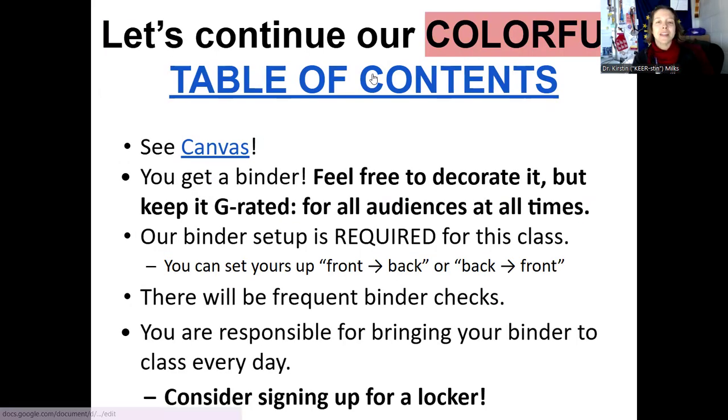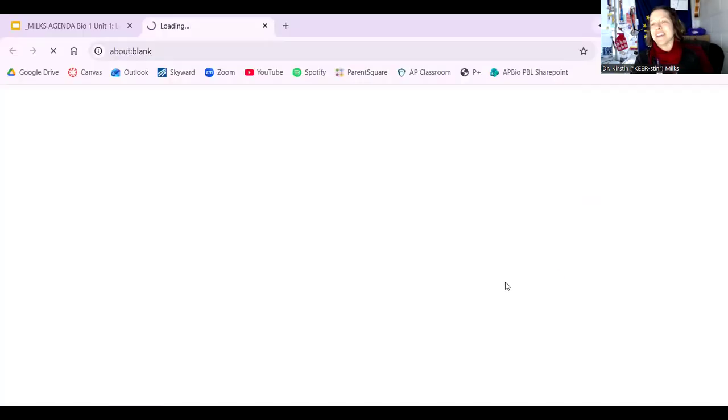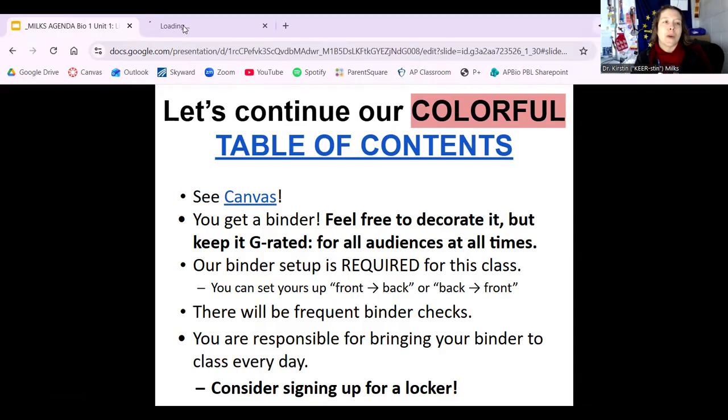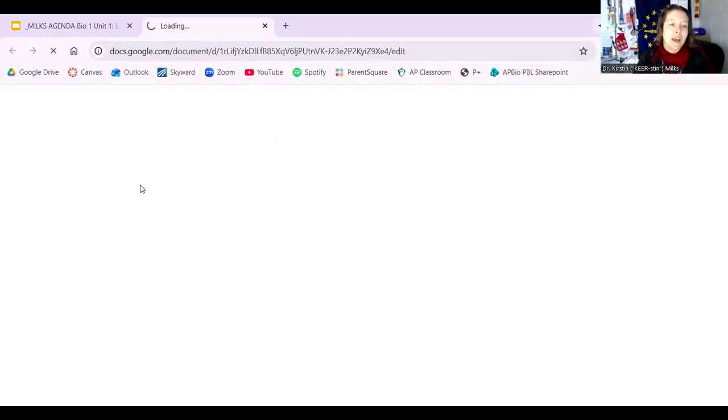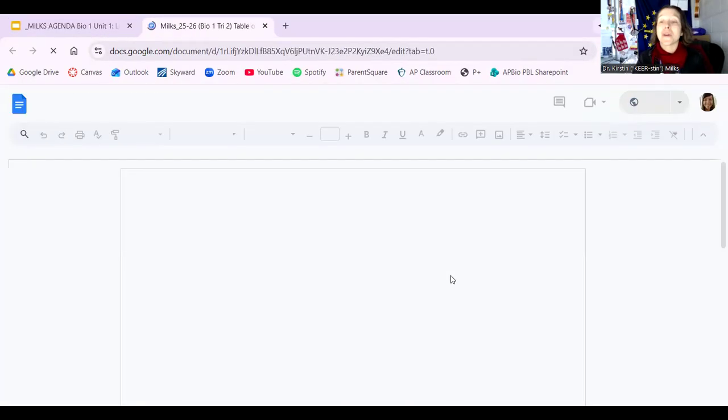Excuse me. Let's go ahead and check our colorful table of contents page. Today, I think it's pink. Not today, like it's always pink. This trimester, I think it's pink. And in a moment, it's going to go ahead and load. It's going to be really glorious when that happens.